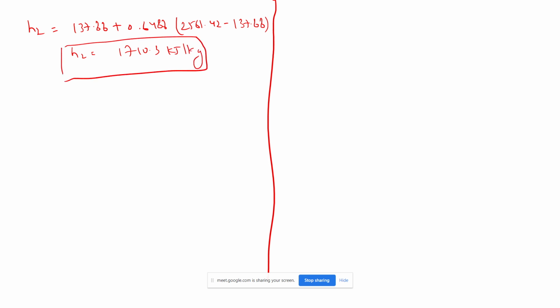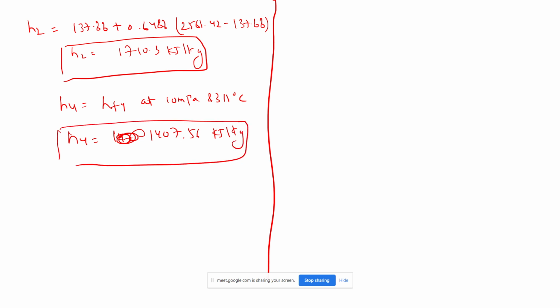Okay. Similarly for point 4, directly we can write that H4 is equal to HF4 at a pressure of 10 megapascal and 311 degrees Celsius. So what is the HF value? It is, wait, it is wrong, 1407.56 kilojoule per kg. Now we just have to calculate the third point.